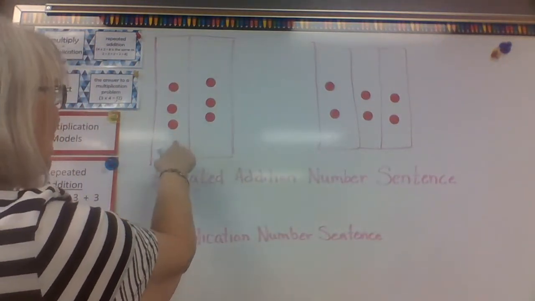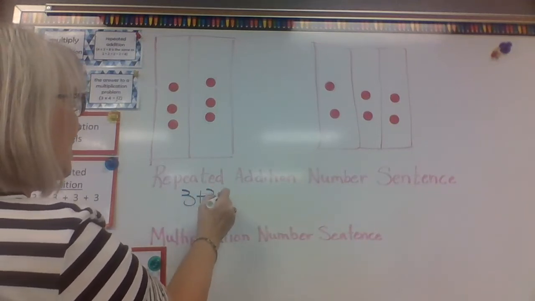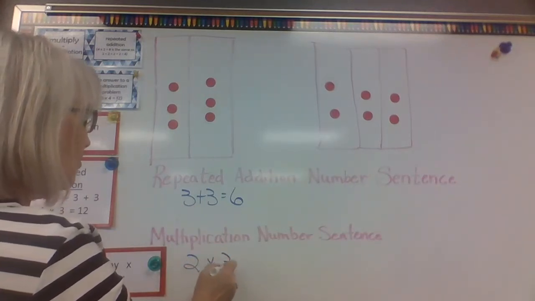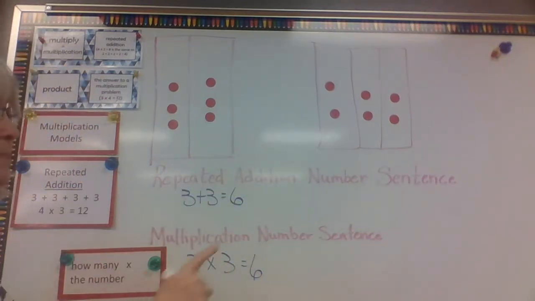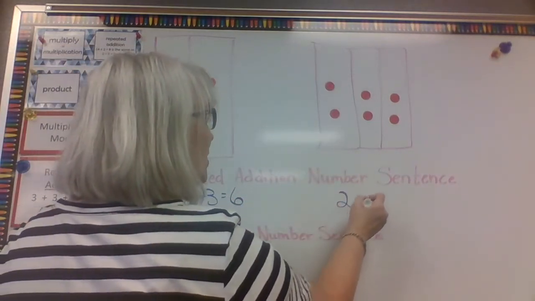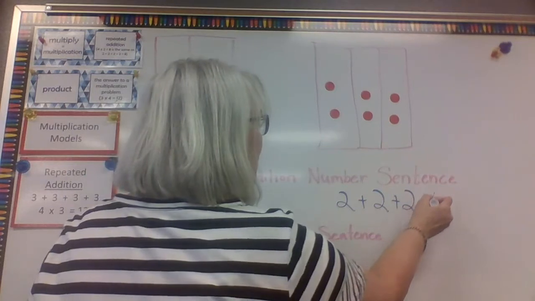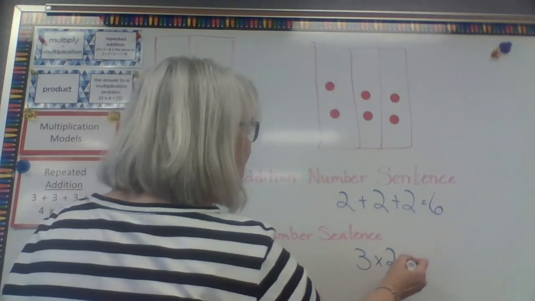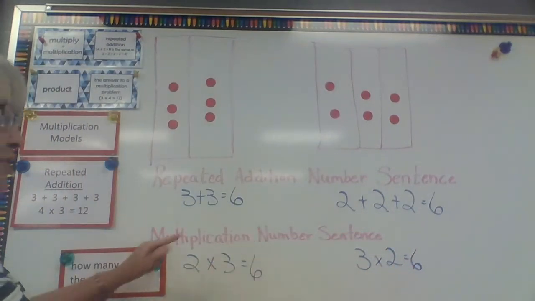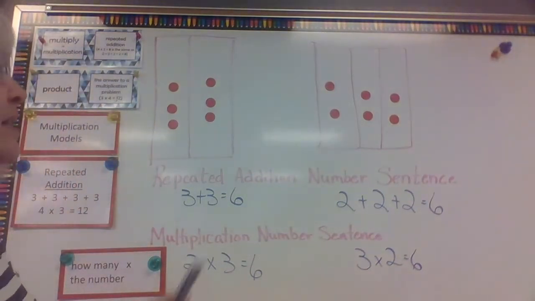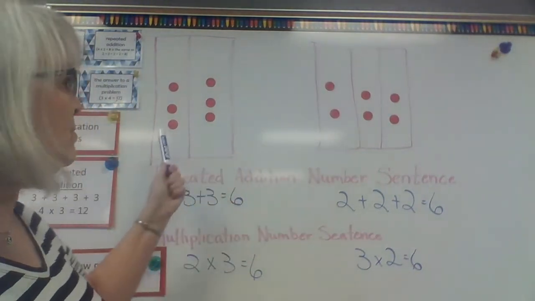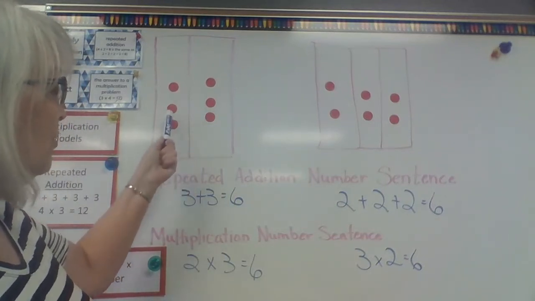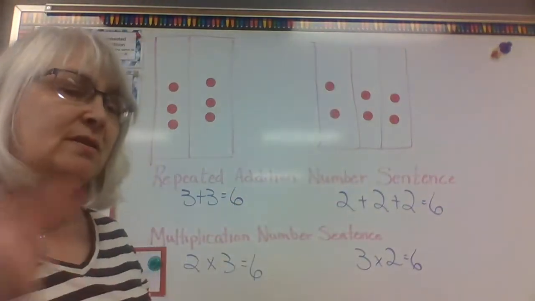This model represents 3 plus 3 equals 6, which means there are 2 times 3 equals 6. But look over at this one. This represents 2 plus 2 plus 2 equals 6. Okay, it is 3. We did it 3 times 2 equals 6. Okay, the commutative property, we can switch and get the same answer, but it's going to look different. All right, that's something to remember. They look different. This is 2 groups with 3. This is 3 groups with 2. Something to keep in your head.